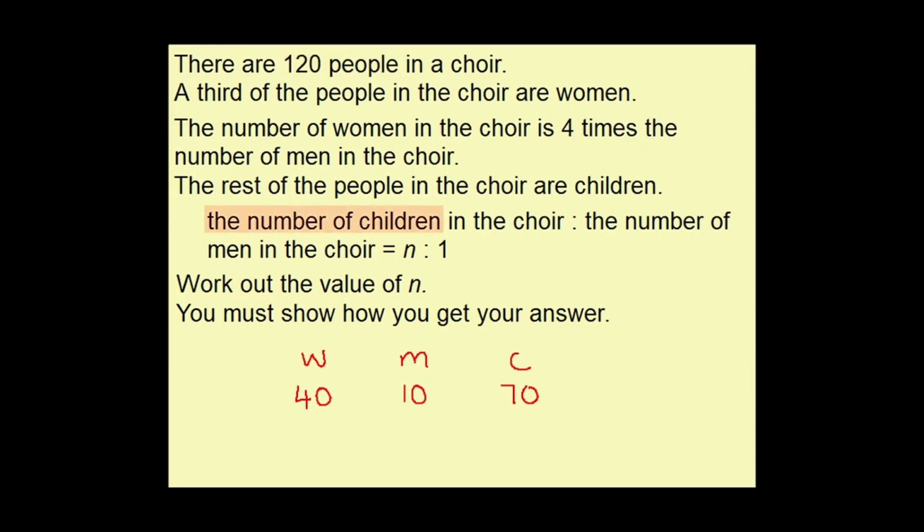The question asks about the number of children to the number of men. So now we want new headings, children and men. We know that the number of children is 70 and the number of men is 10. The question wants this in the form n to 1. So I need to get this number to 1. To do that, I would divide by 10. I have to do the same thing to this number as well. So 70 divided by 10 is 7, and 10 divided by 10 is 1.